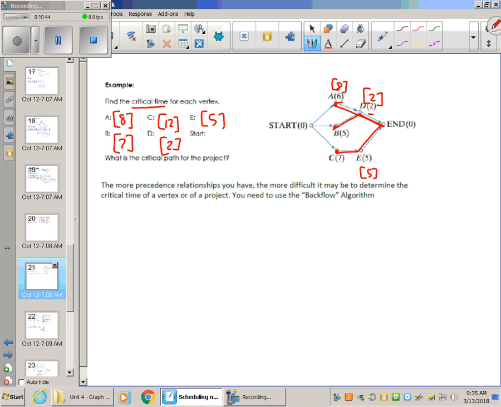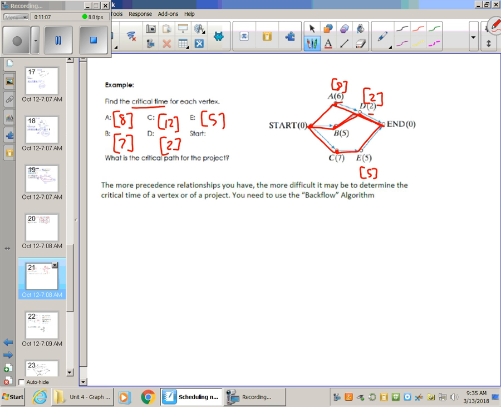So what we're going to end up doing is using these critical times to find the critical path from the start. Okay, if I can find the critical time of start, then I find the project minimum time. Okay, so what's the longest path to get to the end? Well, we only have three. Here's one, here's two, and here's three. Which one would give me the longest one?